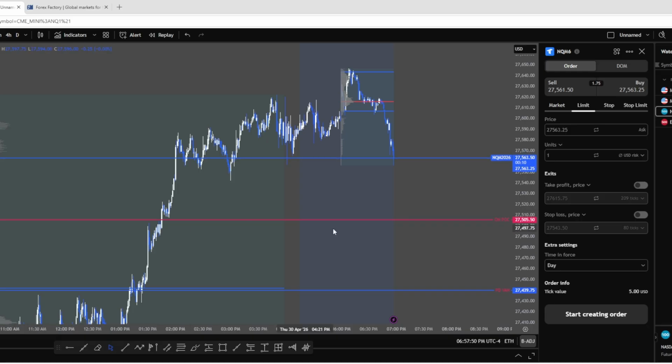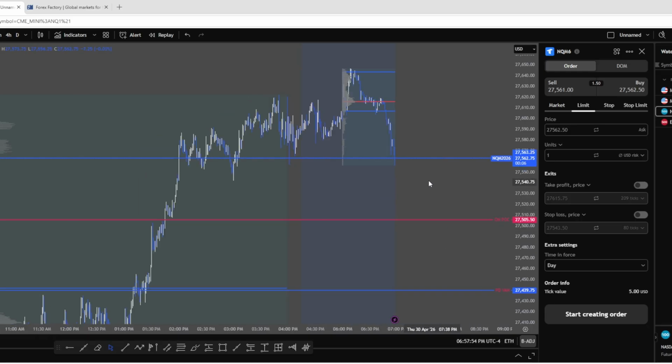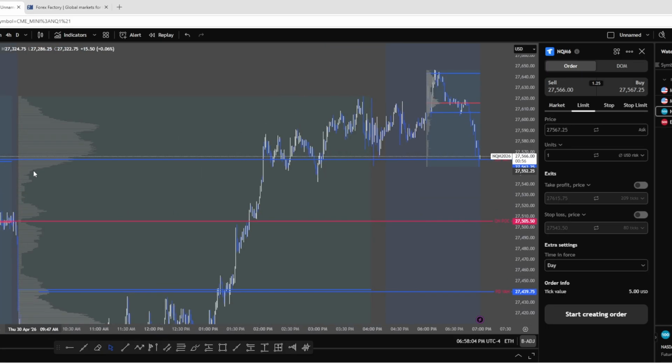There's an HVN down here by point of control, right? So we've already proven that we can't break this level, and lots of orders are stacking up at 50, and there's a small shelf here.